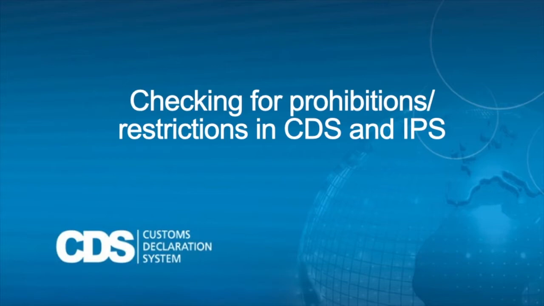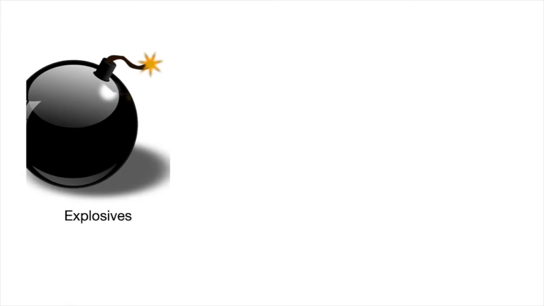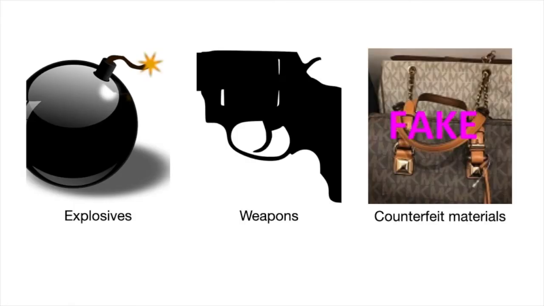For purposes of this video, however, we will only be showing how IPS retrieves the prohibition or restriction status of an item during scanning. First, what exactly is the difference between a prohibited and a restricted item? Prohibited items are forbidden items, meaning they are not allowed to be imported to a country or territory. These can include dangerous goods such as explosives, weapons, counterfeit materials, among others.